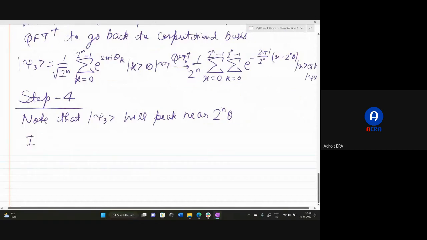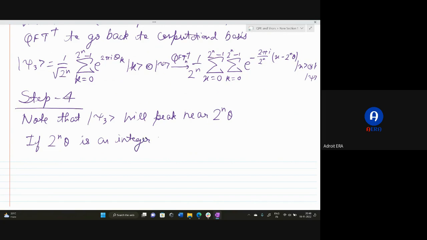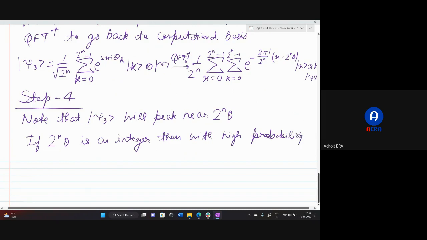If 2 to the n theta is an integer value, then with high probability we are going to obtain 2 to the n theta in the first register.